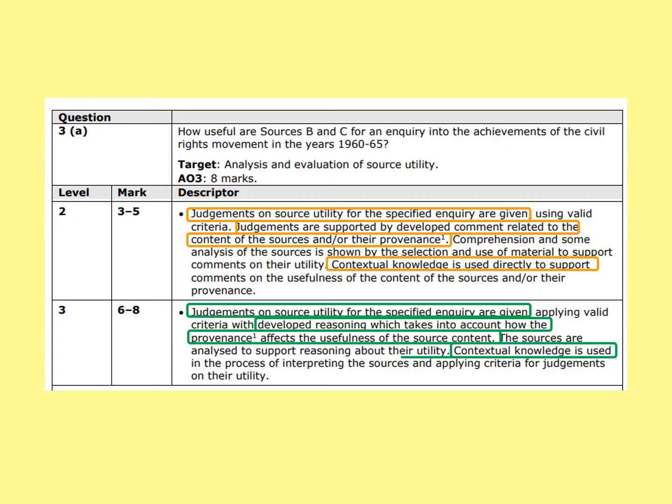Also, contextual knowledge is used directly to support the comments, or contextual knowledge is used in the process of interpreting the sources and applying criteria for judgments on their utility. In other words, you're using your knowledge to show why something is useful rather than just adding it in for the sake of it. Let's have a look at some example answers.